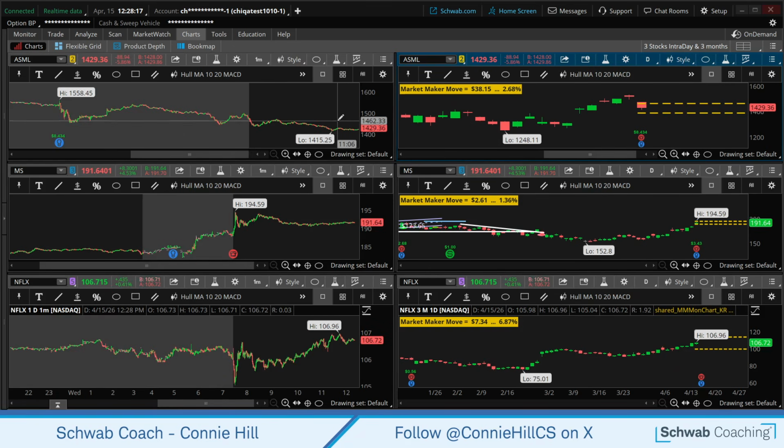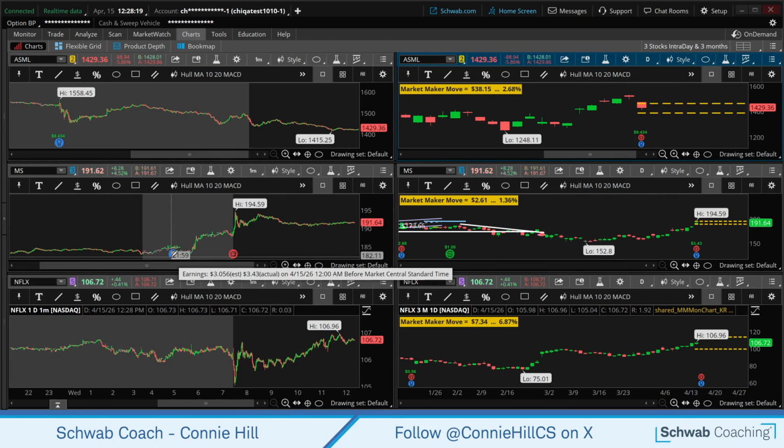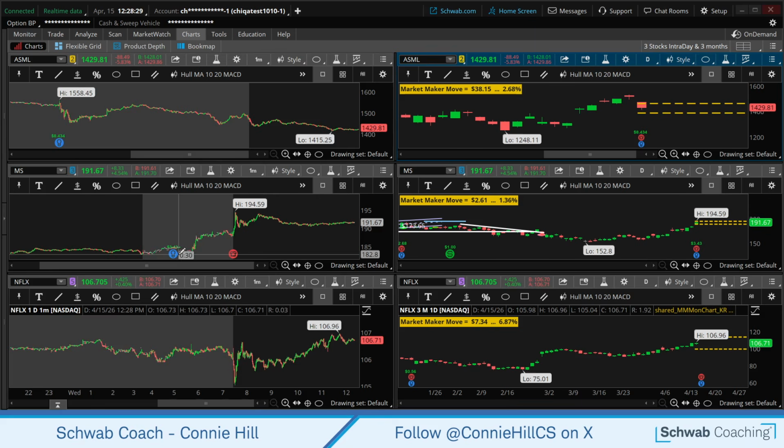Now, Morgan Stanley did the same thing. They announced, actually, this morning before the market opened. So that's why they don't have as long of a time frame here. And so once the news was out, it looks like there maybe wasn't much of a reaction, and then maybe a little bit later on it started to really ramp up.